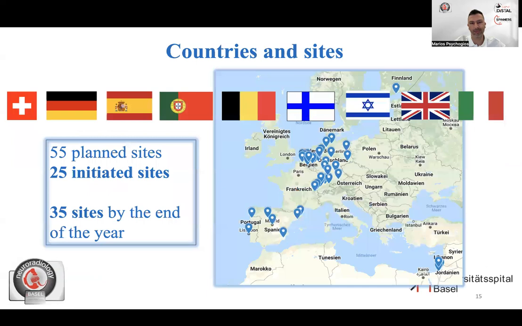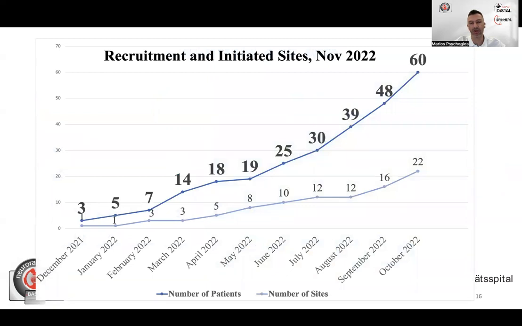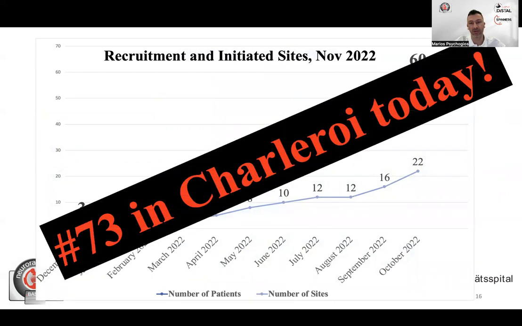This is the status at the moment. So we have 25 sites that are initiated among the countries that you can see. And until the end of the year, we will be having 35 sites activated. Regarding the patient count, you can see that this was the status at the end of November, 60 patients, and now we have beginning of December. And actually today we had patient number 73 in Charleroi in Belgium. So we're really happy about that. And thank you to all the sites and hospitals that are supporting us, all the PIs and their teams.